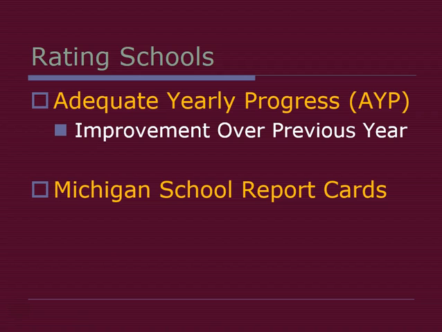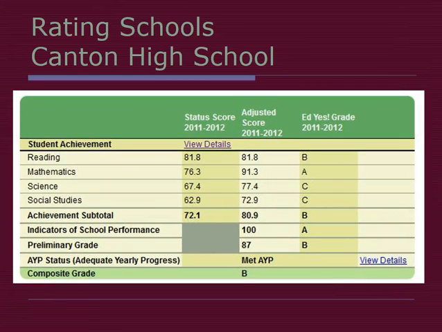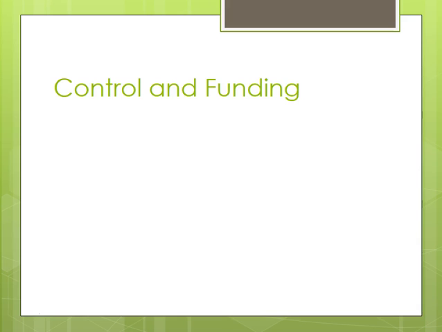Now, every state has a different way of rating schools, but I'll just give you one example. The Michigan School Report Card would rate schools based on reading score, math score, science score, social studies score, and then performance indicators. Are they headed in the right direction? Are they doing the things that their students need to succeed? And then finally, they would evaluate, did they get better from one year to the next? Did they meet adequate yearly progress? You can see in this example, this school, Canton High School in Michigan, did meet adequate yearly progress. They got an overall grade of AB.